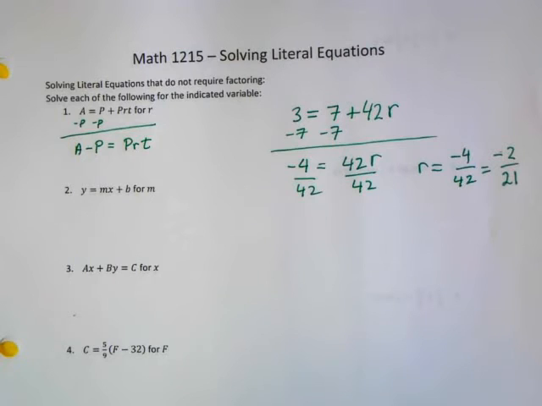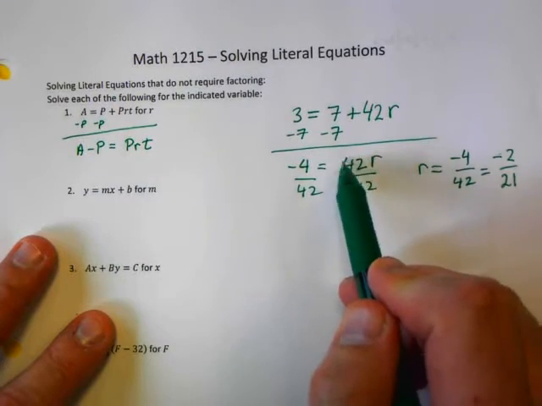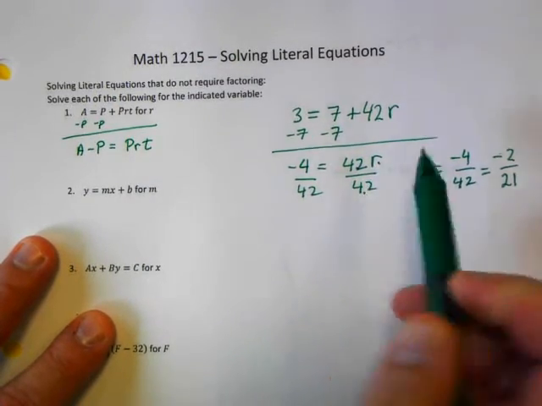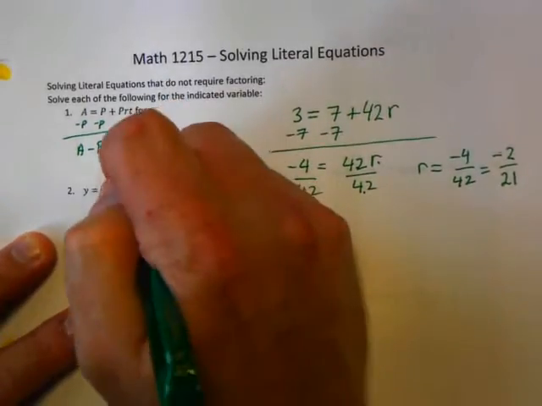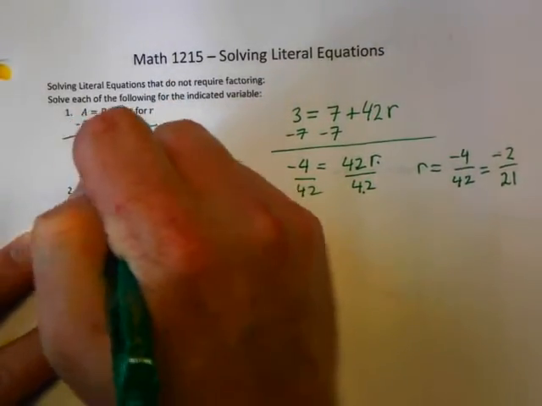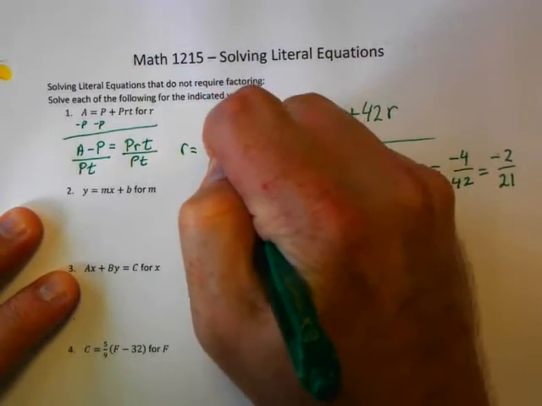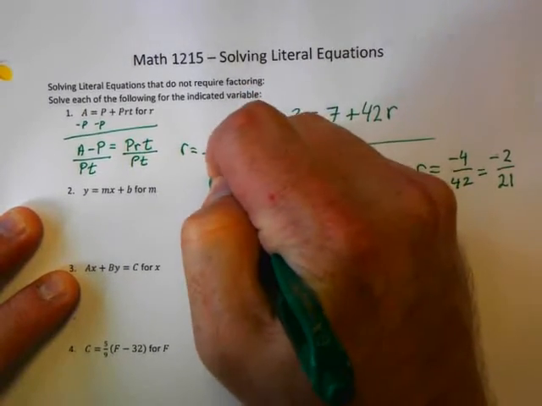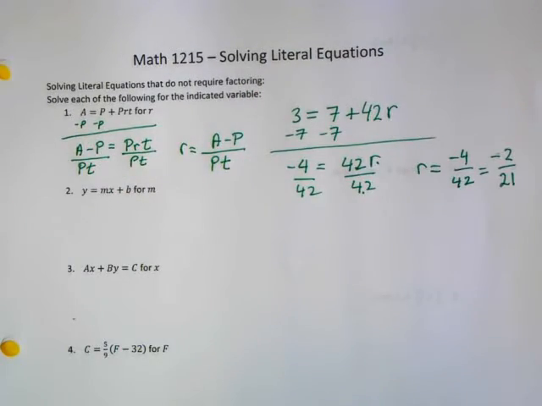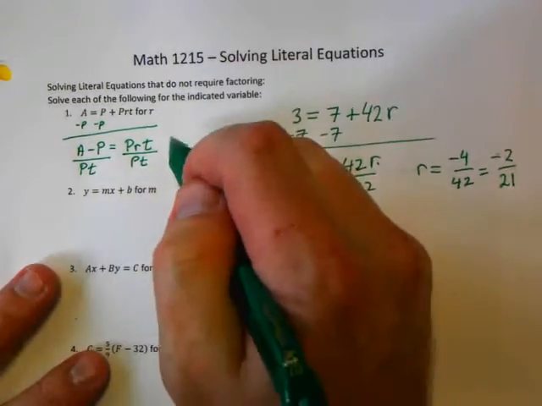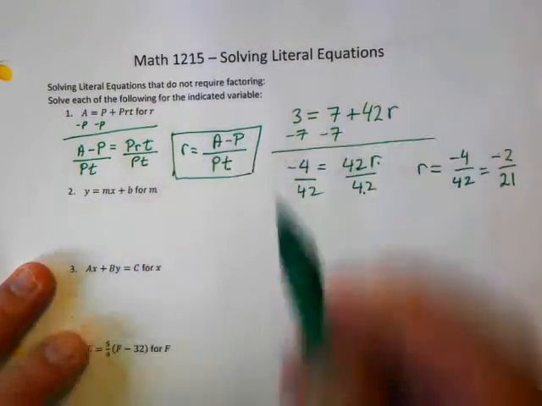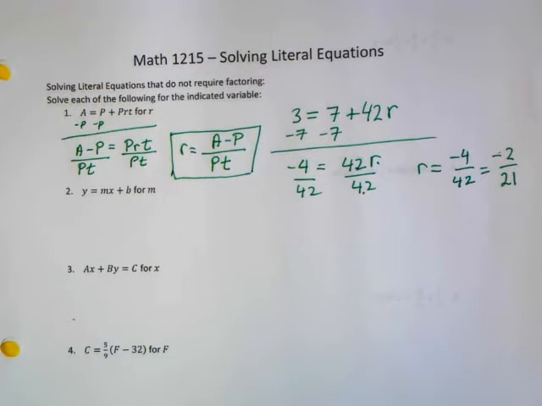Now what? Divide by PT. Just like on this problem, we had 42 times R. We divided by 42. We're multiplying things by R. To get rid of multiply, you do division. So it looks like my final answer is R equals A minus P over PT. That formula would be solved for R. We have R all by itself on one side, and we don't have any R's at all over on the other side. Questions on that one?